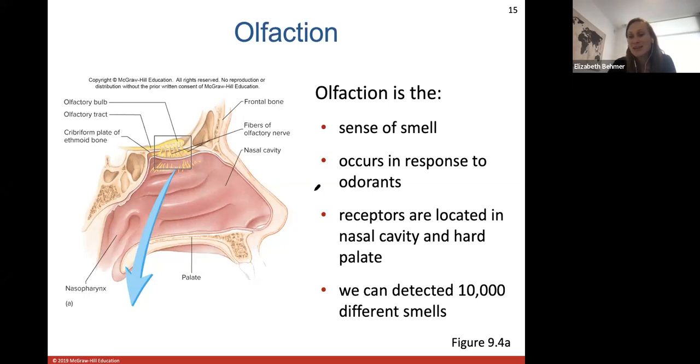And we can detect over 10,000 different smells, which seems like a crazy amount of smells. I don't even know if I could think of 10,000 different smells.